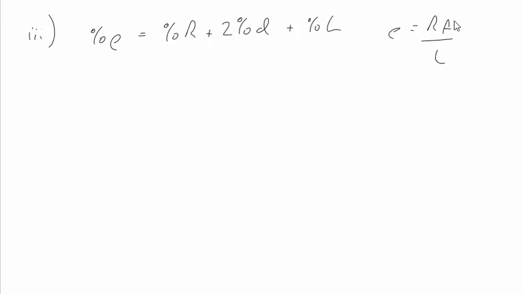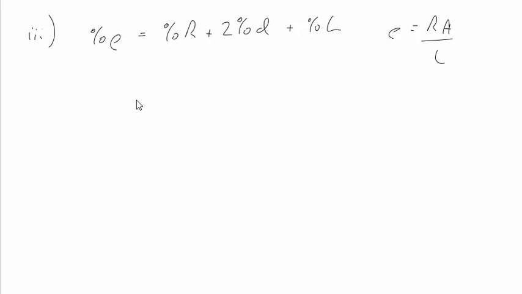In part 3, we're to determine the percentage uncertainty in ρ. The percentage uncertainty in ρ is equal to the percentage uncertainty in R plus 2 times the percentage uncertainty in the diameter, as this term is squared, plus the percentage uncertainty in the length. In the expression ρ equals RA over L, all these terms are multiplied together, so we add the percentage uncertainties, and the area is linked to the diameter squared, therefore we need twice the percentage uncertainty in the diameter.